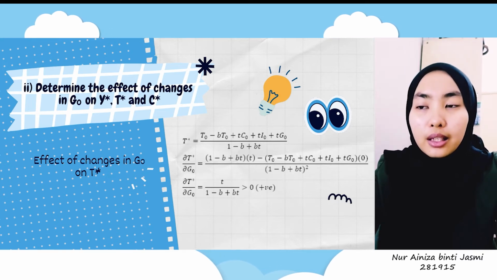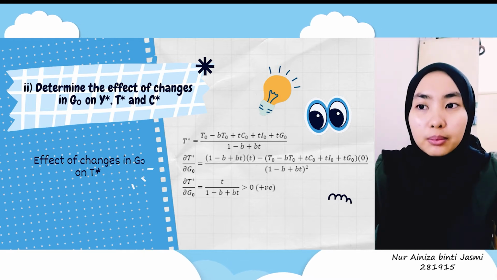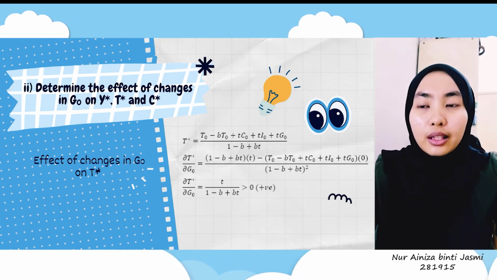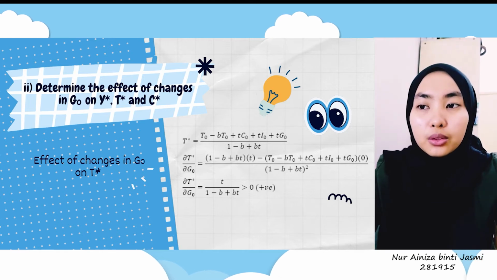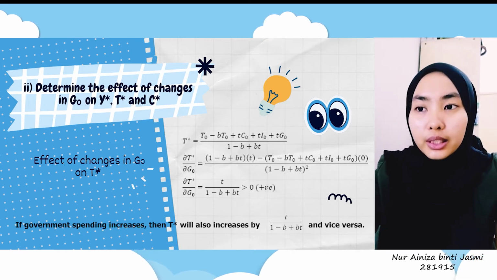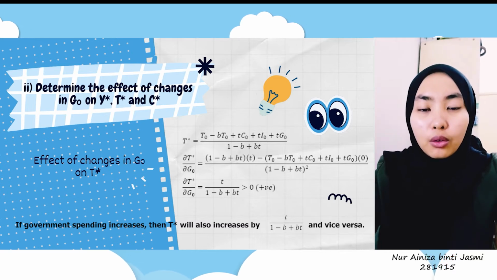So we will get delta T star over delta G null equals T over (1 minus B plus BT), and the answer is greater than 0, a positive value. So the last result is if government spending increases, then T star will also increase by T over (1 minus B plus BT), and vice versa.